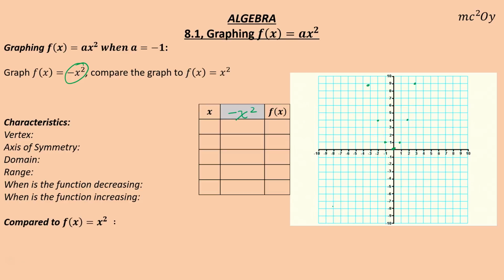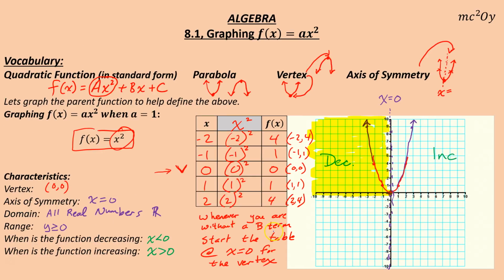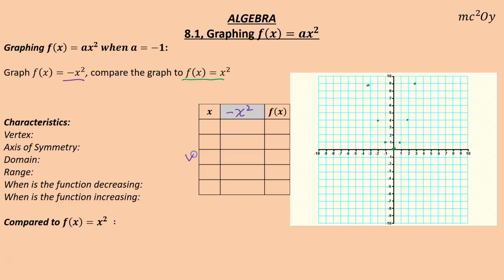Okay, now let me switch up colors here. We'll call this in that color, okay? And we'll move here. Okay, so negative x squared. That's going to be this one. And like I said, previous statement, whenever you are without a b term, start at x equals 0 for your vertex. So I'm going to put the vertex in the middle. X is 0. I have negative 0 squared, which gives me 0. Now notice what I did there, and I just did it really fast. I just inputted a 0 in those parentheses.